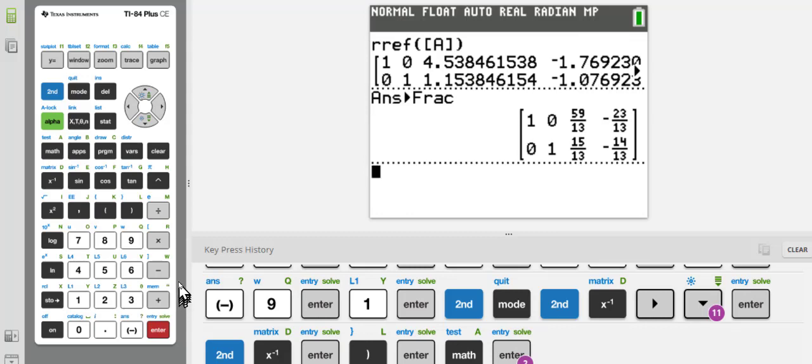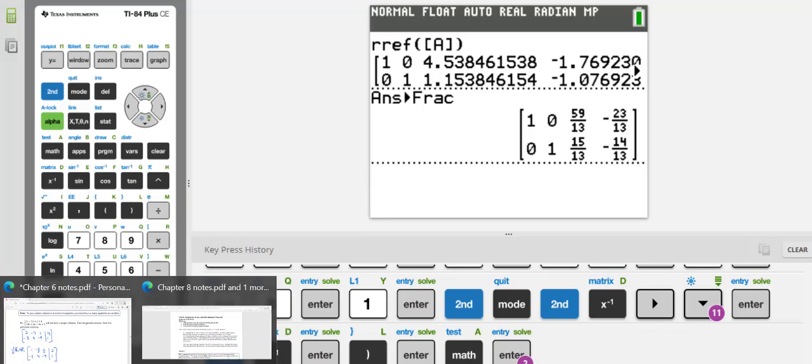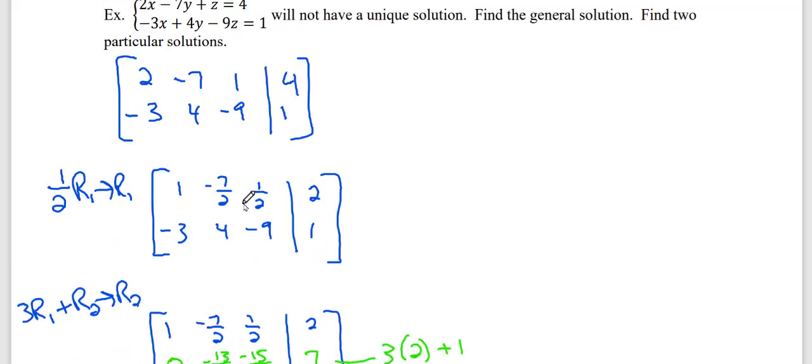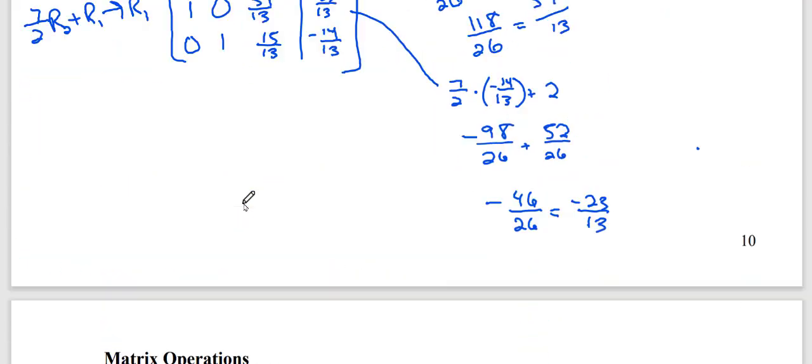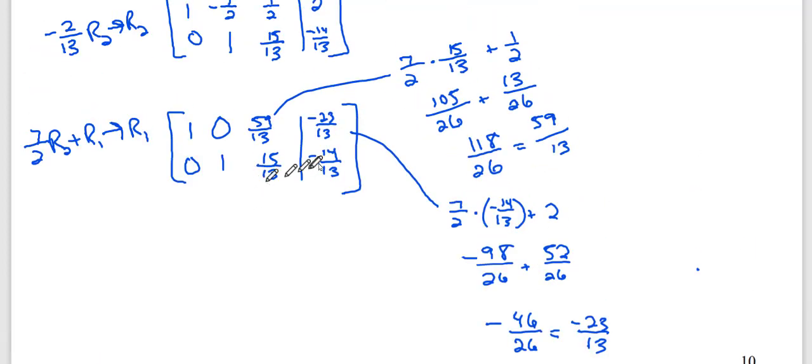I think that's what we got, isn't it? 59 over 13, 15 over 13. Negative 23 over 13 and negative 14 over 13. Let's go back. Ooh, 59 over 13. Yep, that's what we got. Okay, we did our calculations right. I just picked a really nasty problem. Sorry.